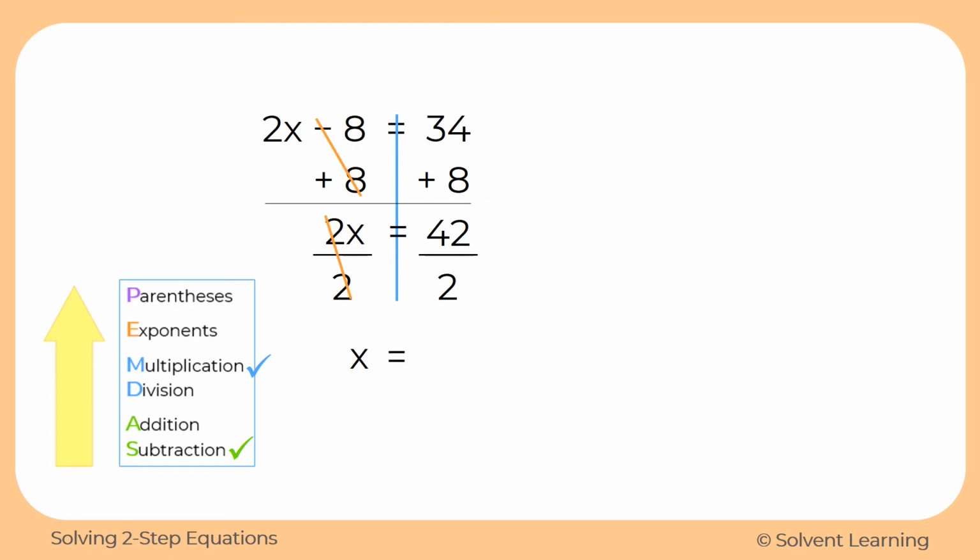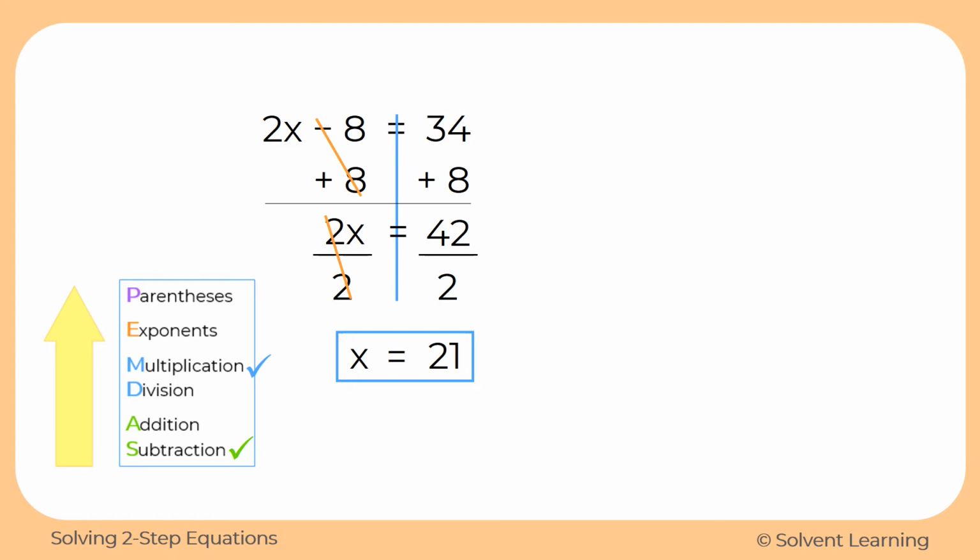Now in the middle we have our equal sign. 42 divided by 2 on the right side gives us 21. And now we have our solved equation. We have our variable x that's isolated. It's by itself on that side. We have our equal sign in the middle, and we have a number on the other side to show us that x is equal to 21.